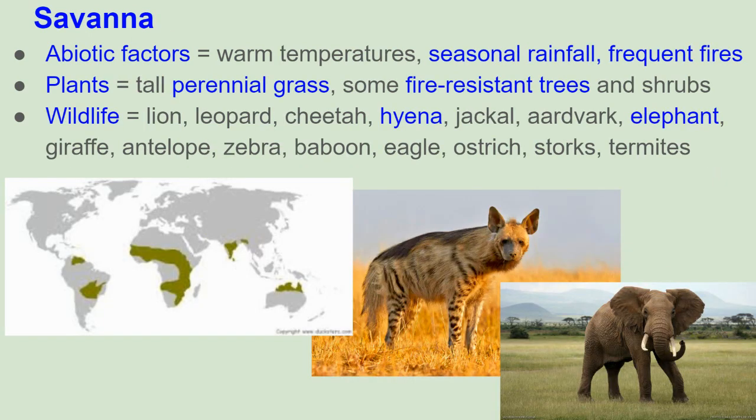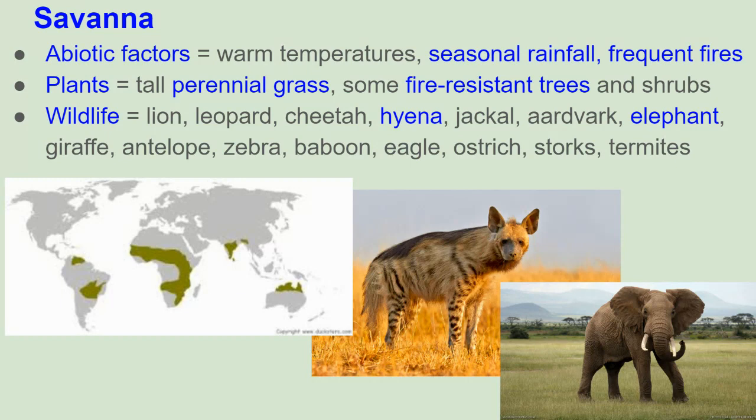Next up, we've got the savanna. Abiotic factors in the savanna include warm temperatures, seasonal rainfall, just like the grasslands, and frequent fires. So, fairly often they have fires that go through and clear out the savanna for new growth. If you've watched The Lion King, the savanna is the type of ecosystem biome that is in The Lion King. And what you might have seen from the movie or from your own research might have been tall perennial grasses, fire resistant trees because of those frequent fires, and shrubs.